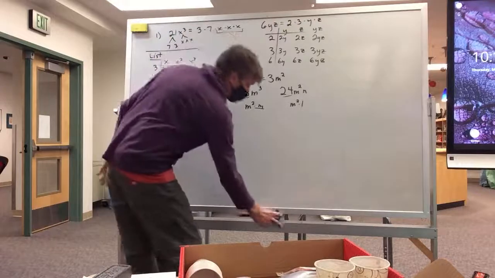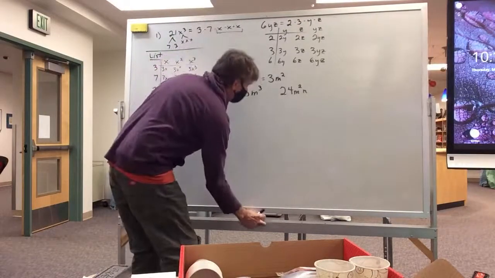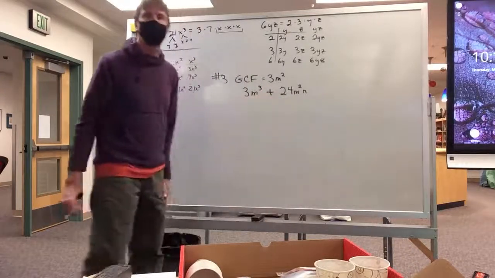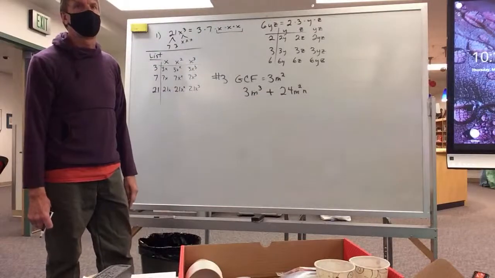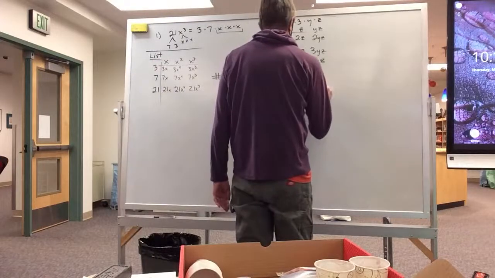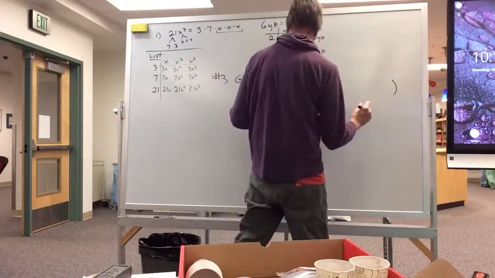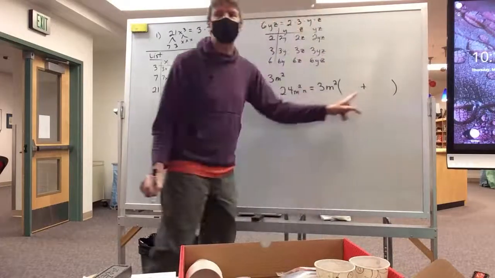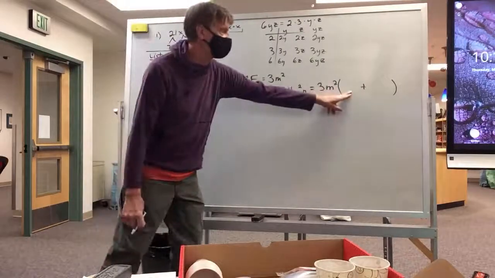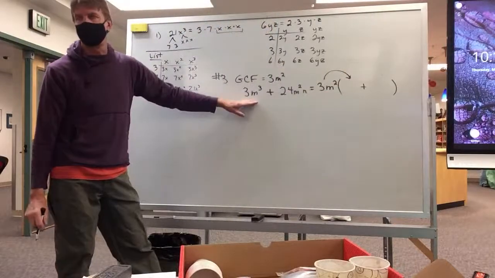Now, I want to carry this problem a little further. What if we said that we were going to add these two together? And we said that we were going to take the greatest common factor times a binomial. What would have to go here to make it equal to this?